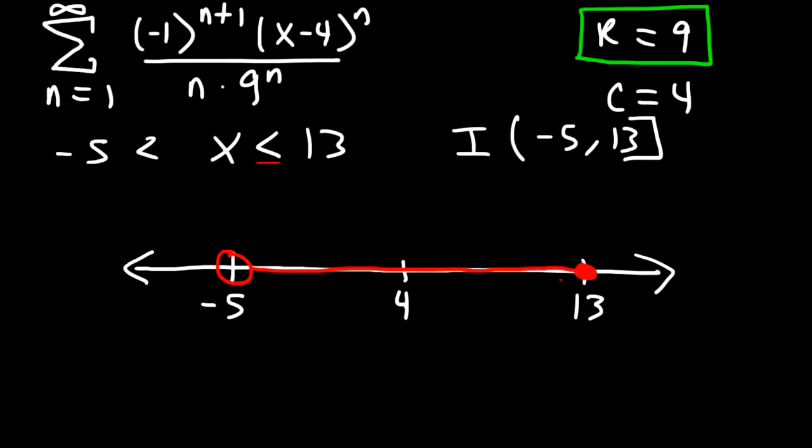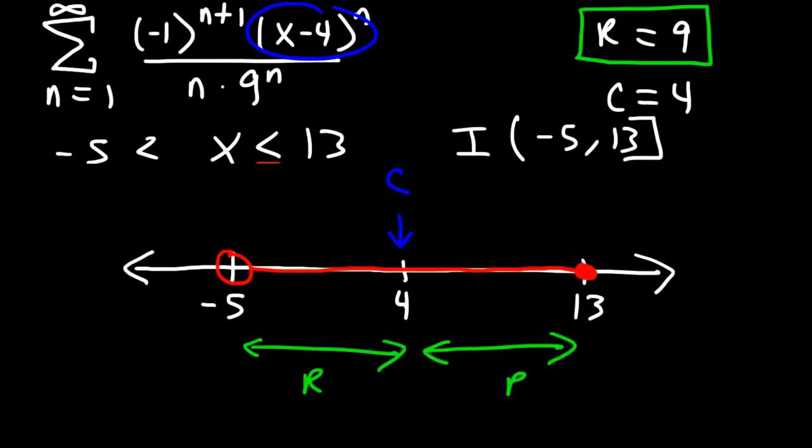Whenever x is between negative 5 and 13, the power series will converge. And so in the middle we have our c value. It's centered at x equals 4. And the radius of convergence is 9. So 13 minus 4 is 9. And 4 minus negative 5, that's also 9.